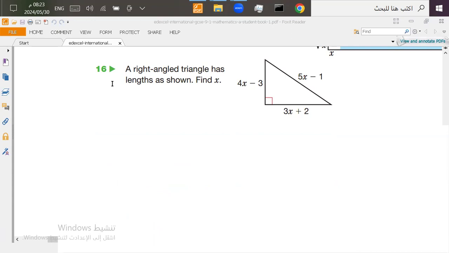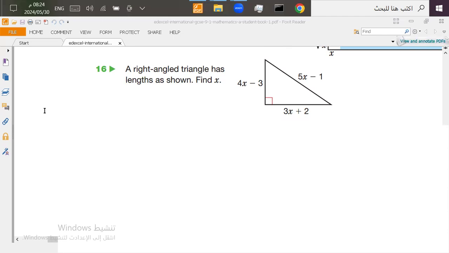Now, this one. A right angle triangle has length as shown. Find x. So we have length. This is the longest one, which is the hypotenuse. These are the other ones. So we need to find x. How do we find x using this information? Basically, if we have lines only, it means we're gonna use Pythagoras.